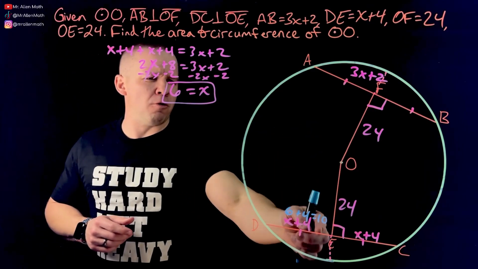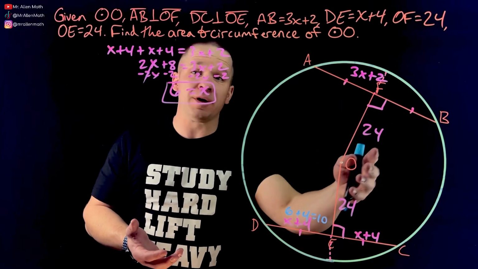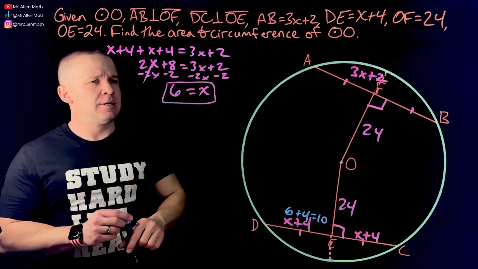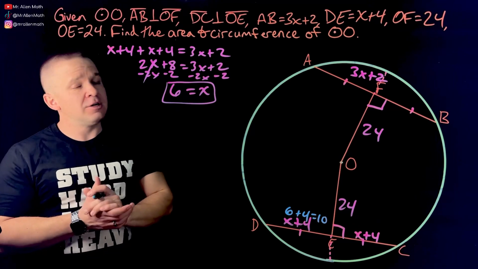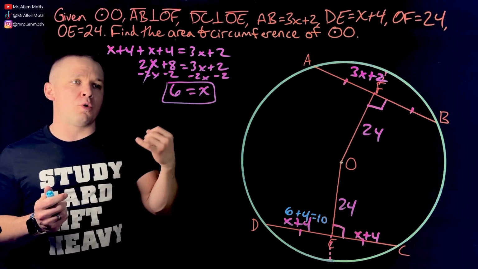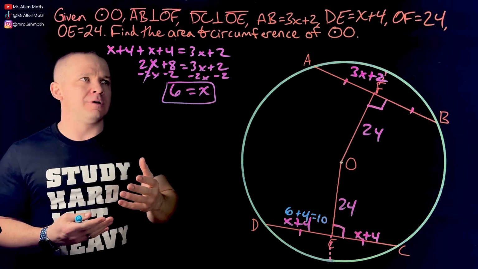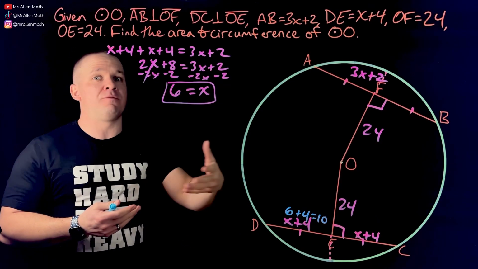I've got this 24. I wonder if that plays a role other than telling me that these chords were congruent because they were equidistant to the center. Well, oftentimes in geometry, not all the time, but a lot of times, we try to draw right triangles within a figure to help us solve for some missing lengths that'll help us solve the entire problem.